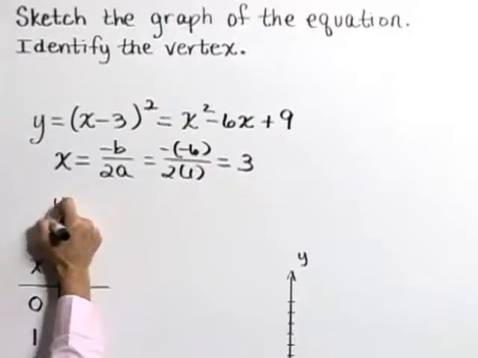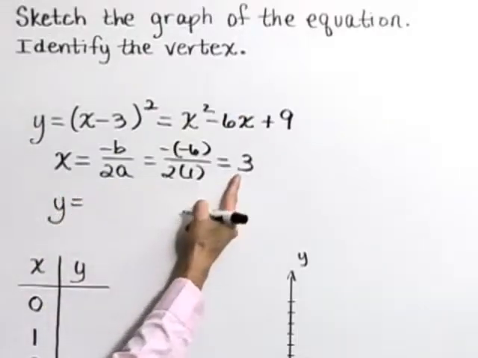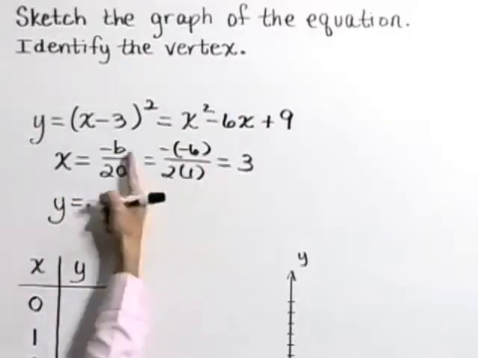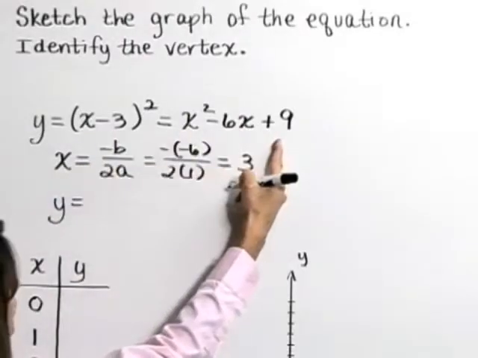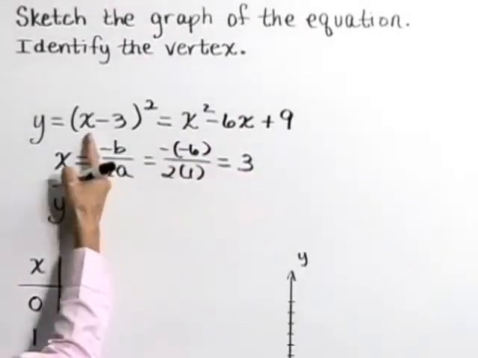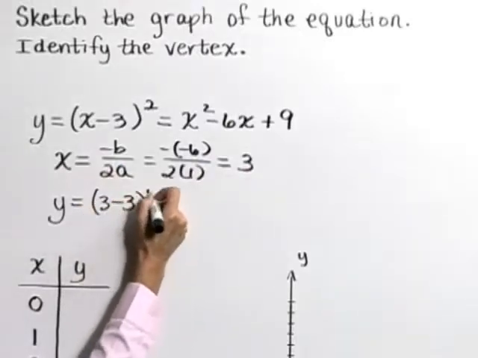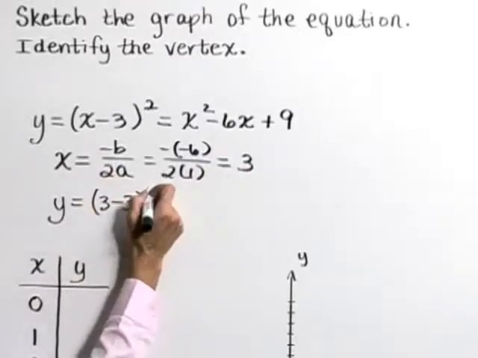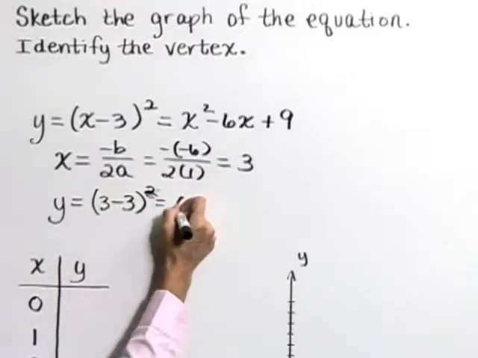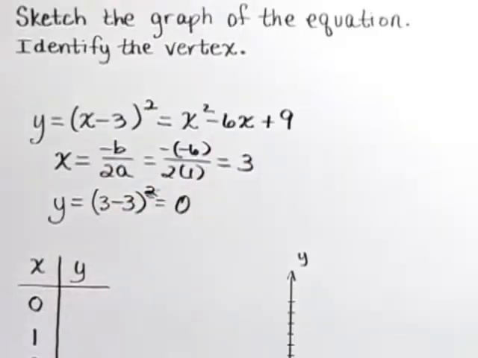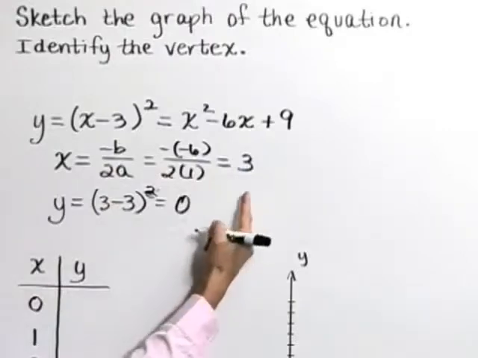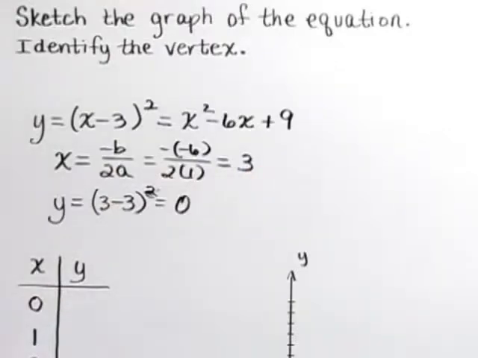To find the y value of the vertex, we can substitute that value of 3 into either form of this equation for x. I'm going to choose this one. So y is equal to 3 minus 3 quantity squared. That's 0 squared, or 0. So we've identified the vertex. It is a point where x is 3, y is equal to 0.